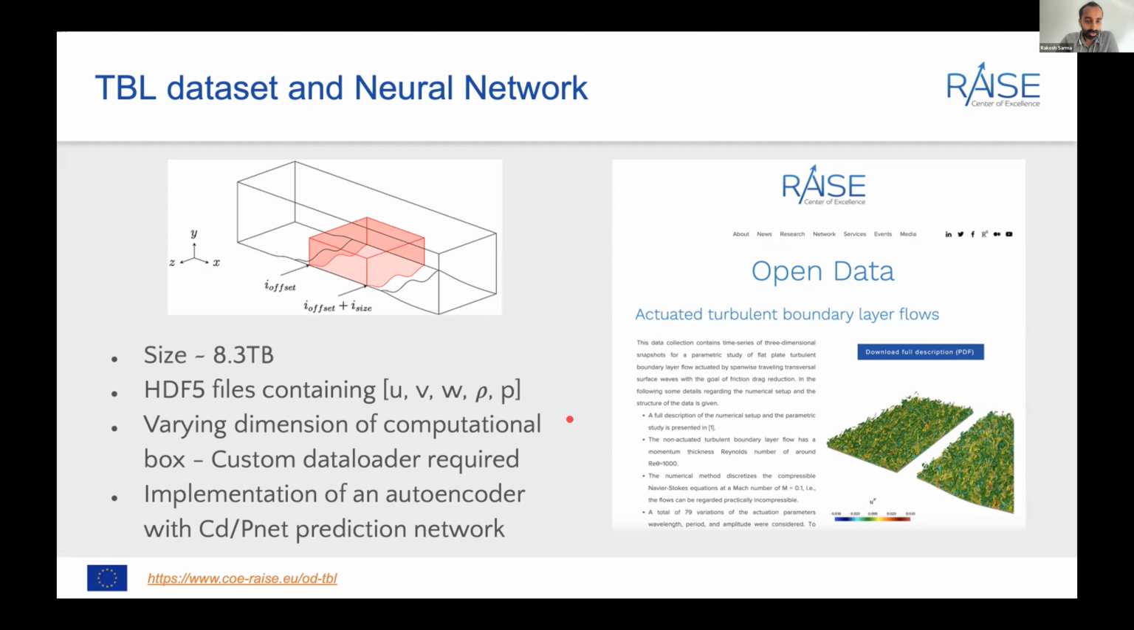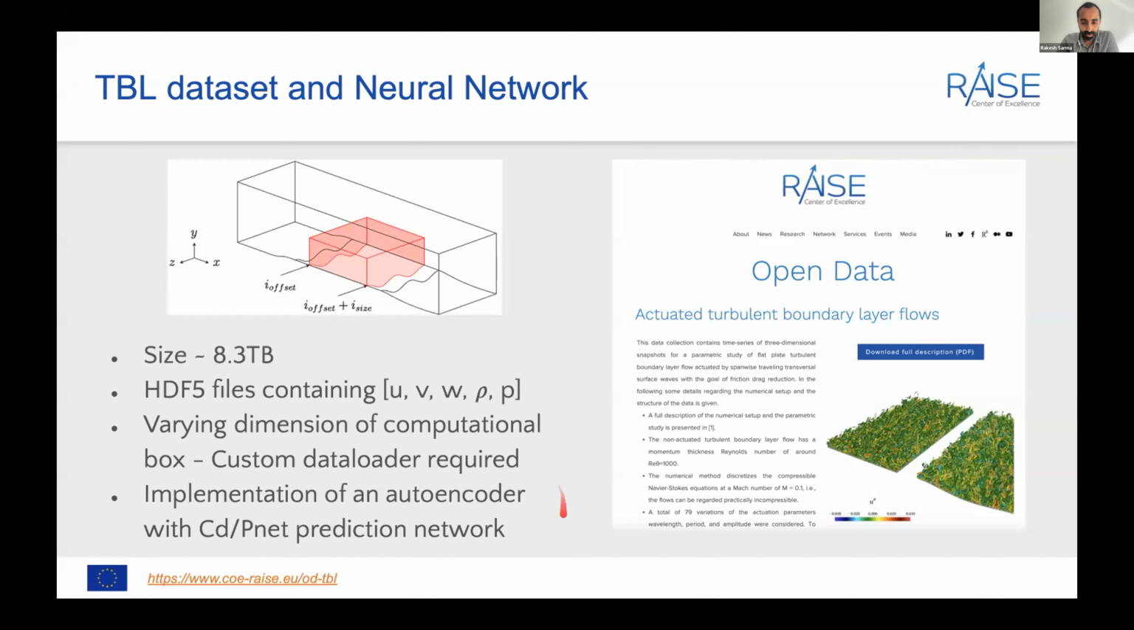From the data loading point of view, what was required to handle is this non-uniform data size. As I said, we have different actuation parameters, and because of these different actuation parameters, we have different sizes of these computational boxes. So the input to the neural network is non-uniform, and so we needed a custom data loader which takes into account these non-uniform domains.